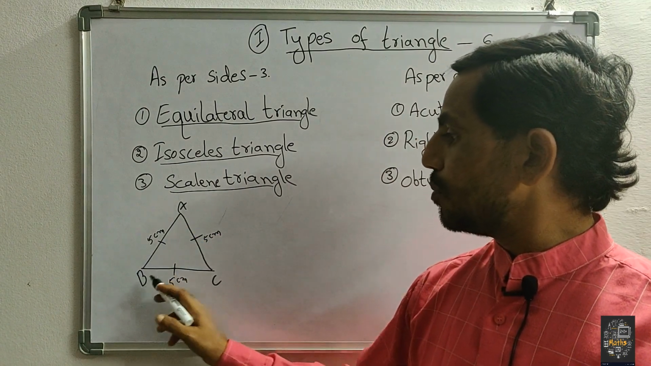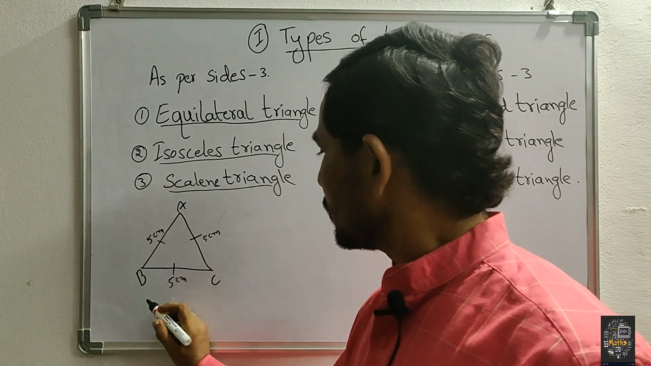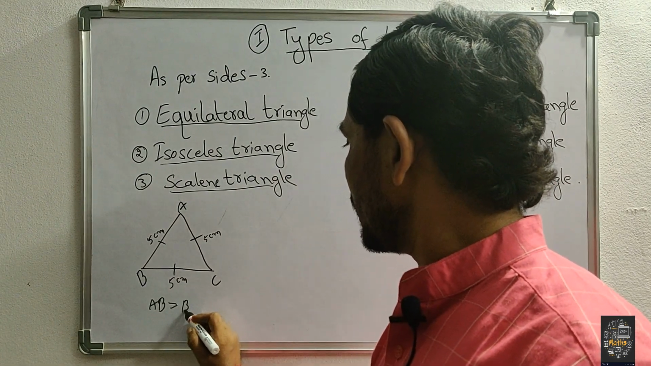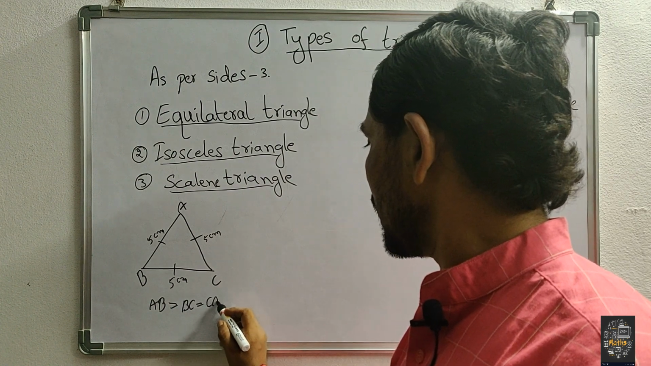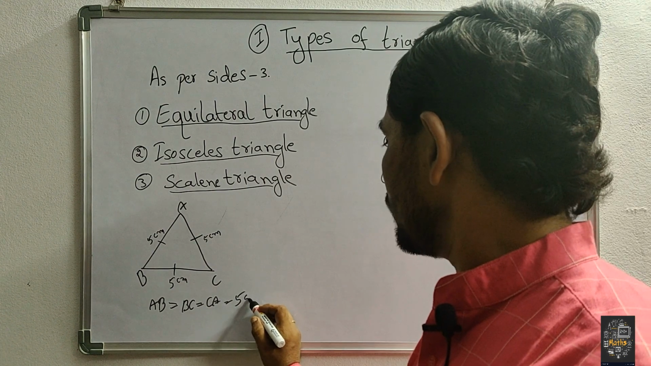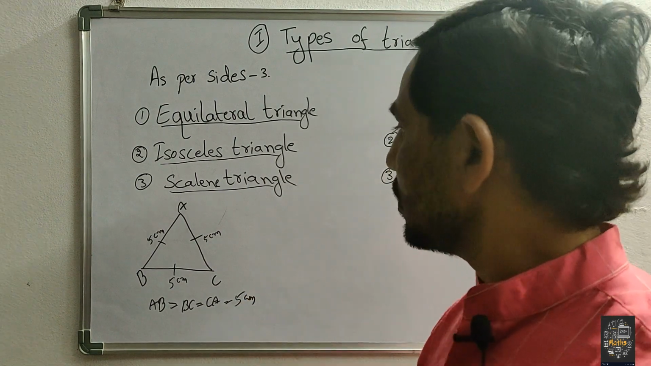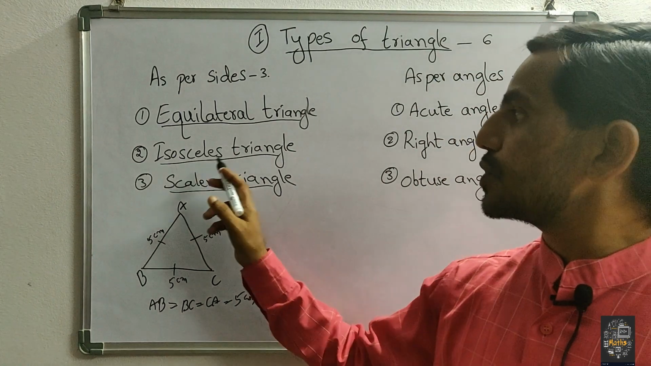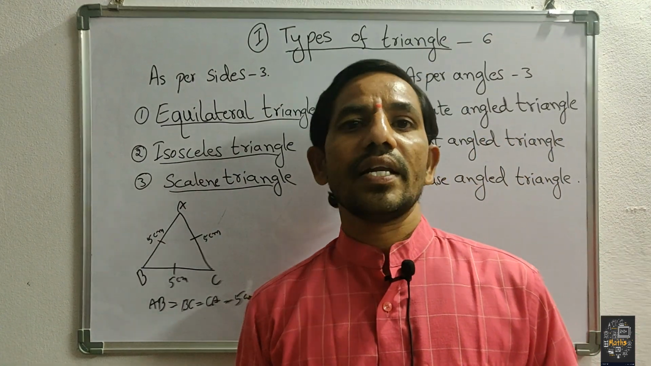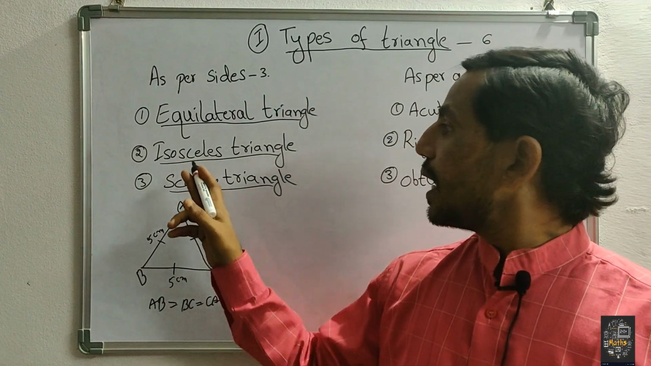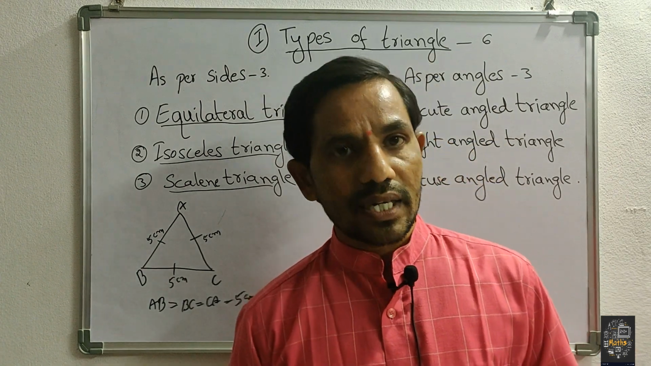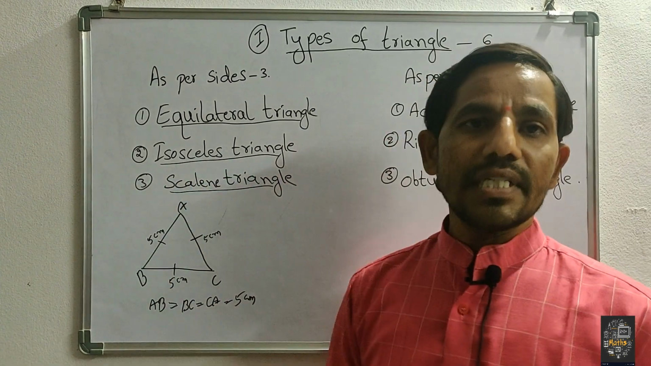AB is equal to BC is equal to AC. So here I will write AB side is equal to BC is equal to CA, all sides are equal, that is 5 centimeter. And the second one is isosceles triangle. In which triangle any two sides are equal, that is an isosceles triangle.